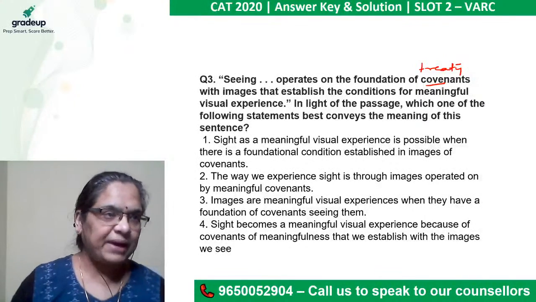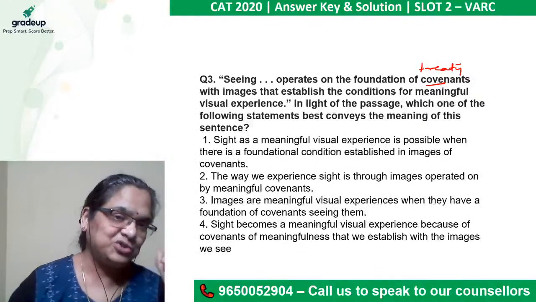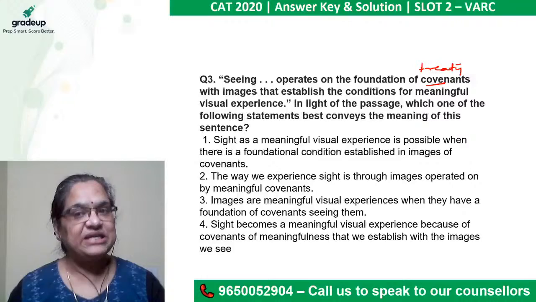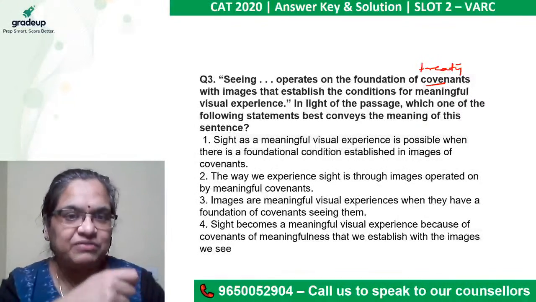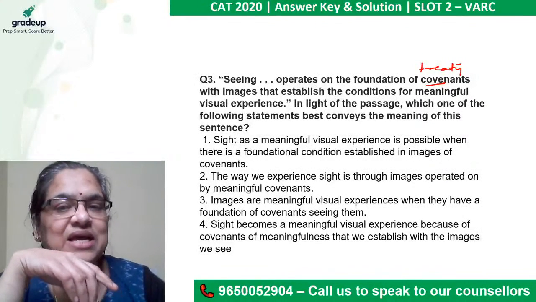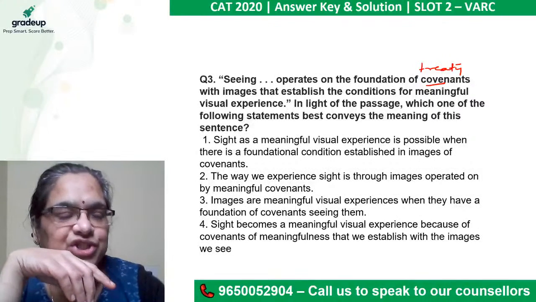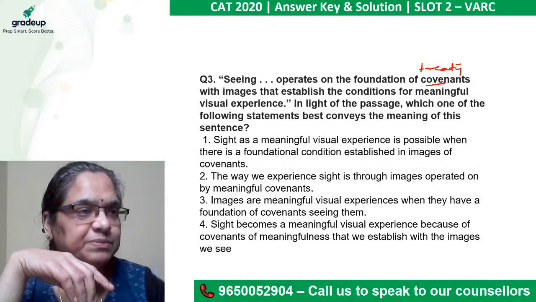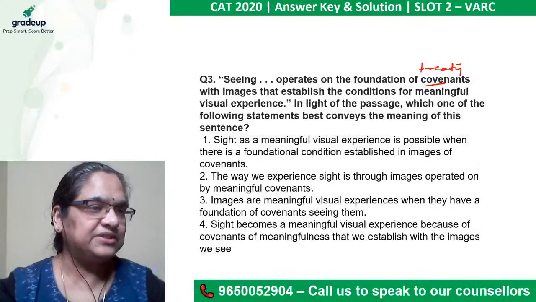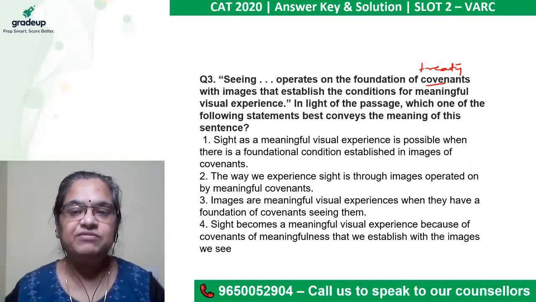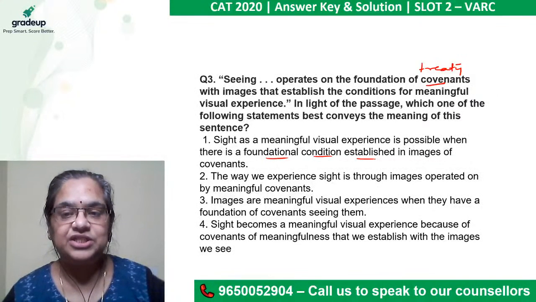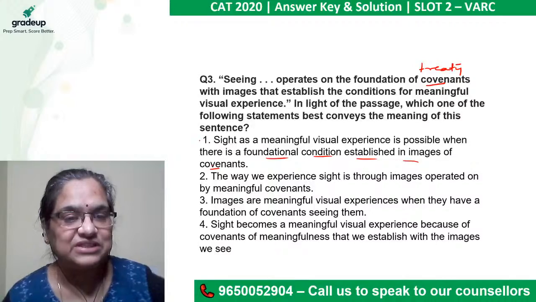Again, if you've read the passage, very good, you don't need the light of the passage to understand this. Seeing, the act of seeing, operates on the basis of our connection with images, and this connection that we have with images establishes the conditions for meaningful visual experience. Which option says exactly this, but in other words? Option 1, sight as a meaningful visual experience is possible when there is a foundational condition established in the images of covenants. Is this what he said?